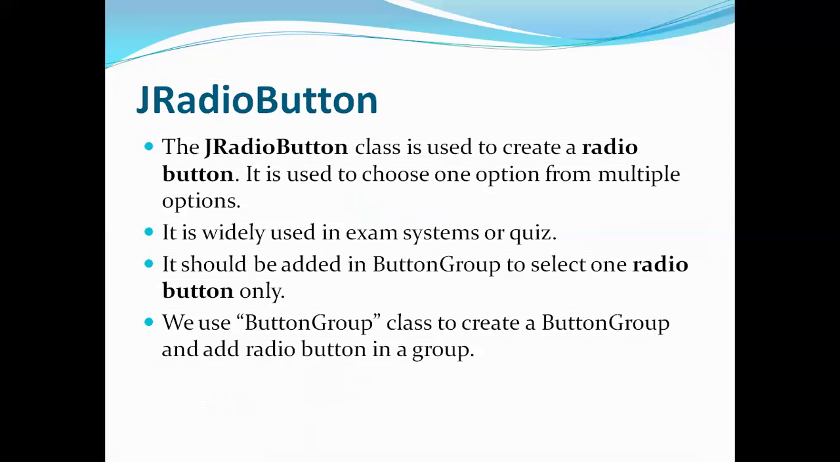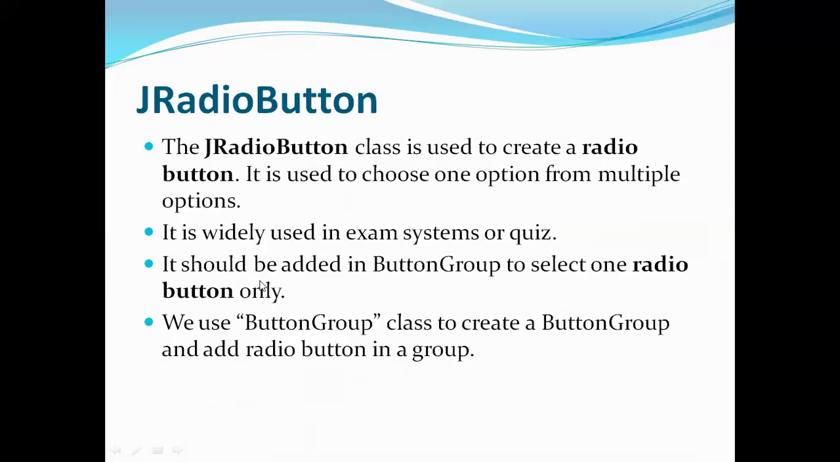Now let's see in detail what the speciality of JRadioButton is. As I told, JRadioButton is used to create a radio button. It is used to choose one option from multiple options. So you can't select multiple options like JCheckBox. Here only one button out of a group. As I told, it is widely used in exam systems or quizzes.